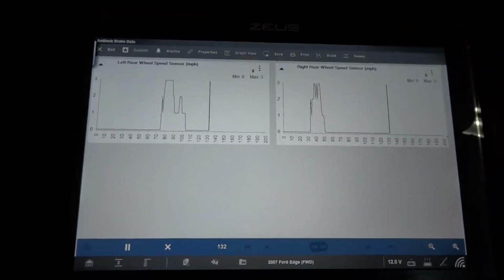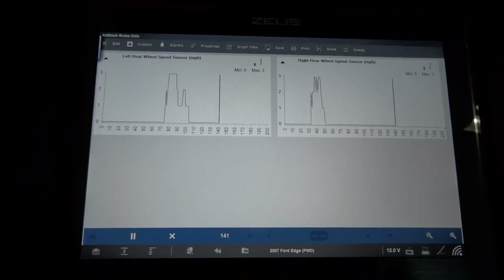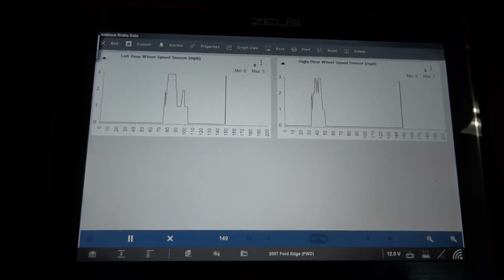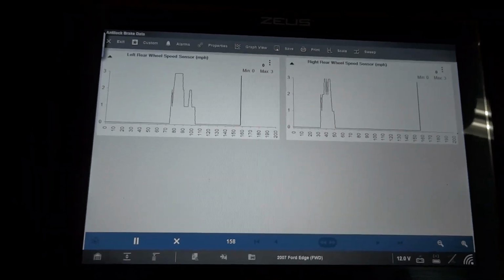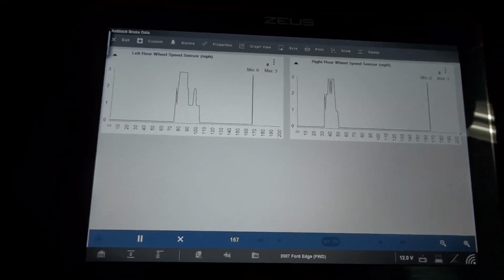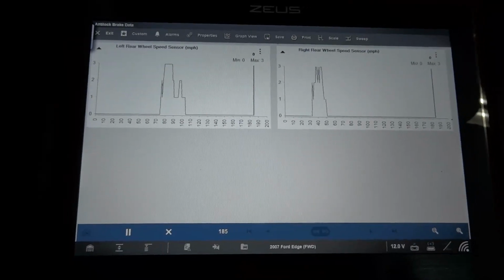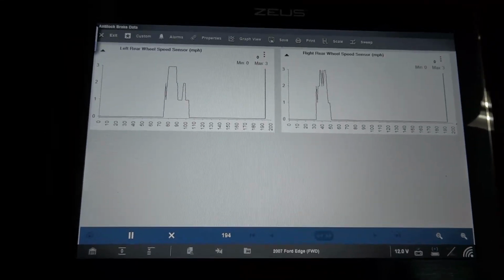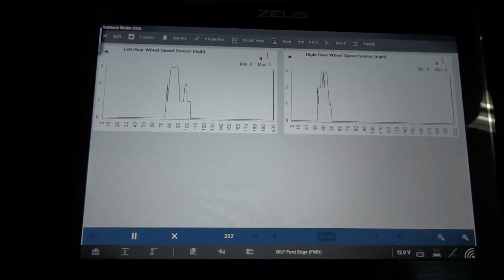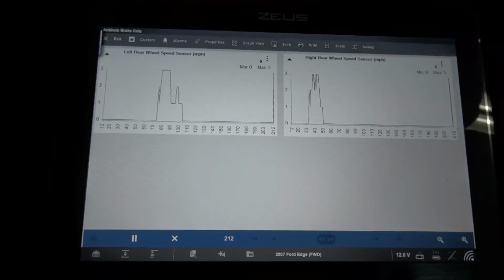We're gonna test drive it. Right now when we test drive the vehicle, the ABS light should be off and all should be well. Okay, so let's test drive this and then we're gonna come back and wrap up this video. So this is fixed, guys. This just needed a sensor. So let's take this for a test drive.